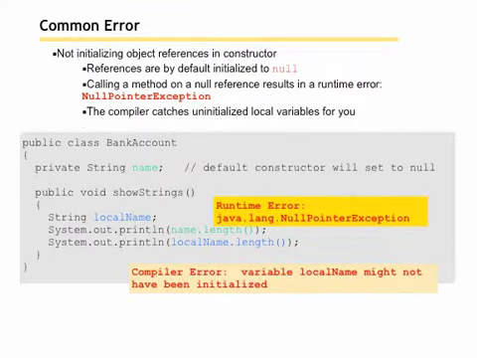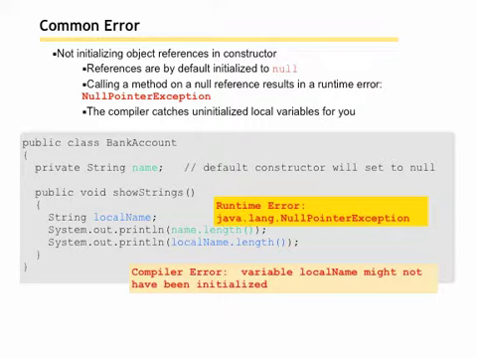It's a common error to not realize that you have not initialized an object. For example, if we're creating a bank account class and we have an instance field that is a private String name, the default constructor will set name equal to null. So if inside an instance method like showStrings, we try to reference name.length, that will be an error because name references null. There is no name.length because name does not have an object there.